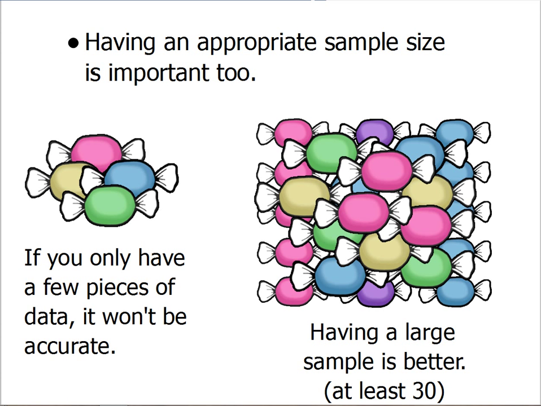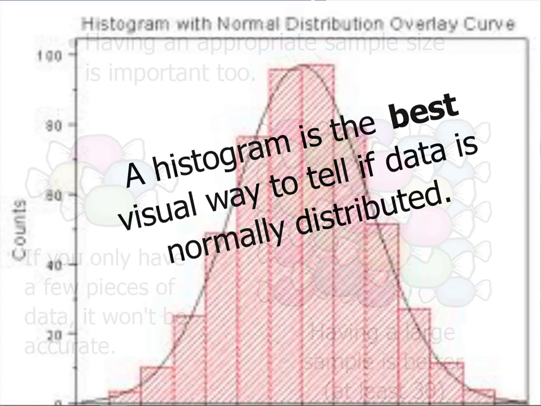One thing that's important in normality or normal distribution is having an appropriate sample size. If I only have a few pieces of data, it's not going to be very accurate. Remember, Dominic only picked 40 words out of an entire novel. That's not a very good sample size. Having a large sample is better. Most of the time we say at least 30, but if you're talking something really big like the words in a novel or the number of high school students in our school, you probably want a sample size much bigger than 30.